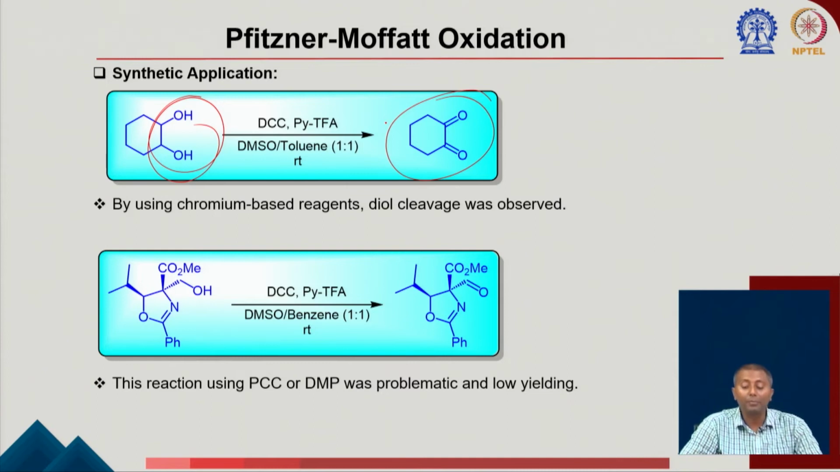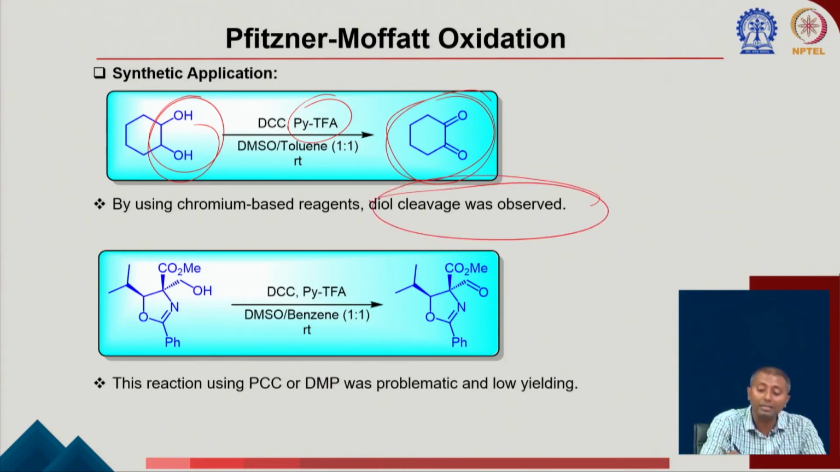Okay. And the important thing is, there is no other acid, there is some pyridine TFA, but again this type of reaction condition is better than the chromium based oxidation, because sometimes chromium based oxidation can also cause diol cleavage. Okay, that is also another important factor. So if you use a chromium based reagent, there is a possibility of diol cleavage, and that's why you might get a poor yield in this reaction.